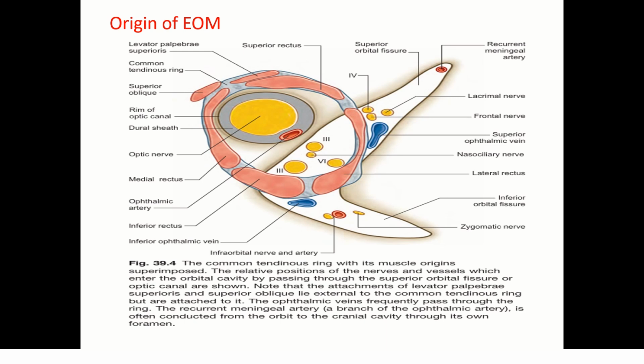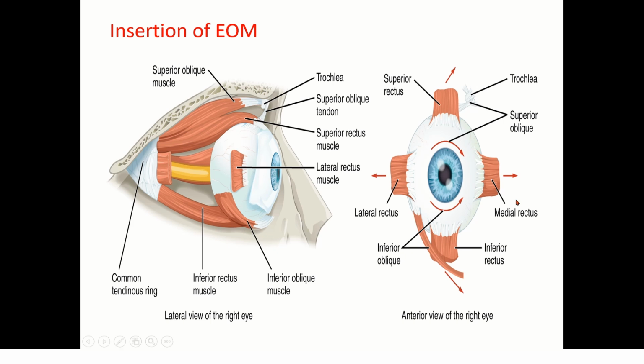of the maxilla. Now, if you see the insertion, the 4 recti are inserted into the sclera between the equator and the corneoscleral junction. And the insertion is such that the medial rectus is 5 mm behind the corneoscleral junction, the inferior rectus is 6 mm behind the corneoscleral junction, the lateral rectus is 7 mm behind the corneoscleral junction, and the superior rectus is 8 mm behind the corneoscleral junction.